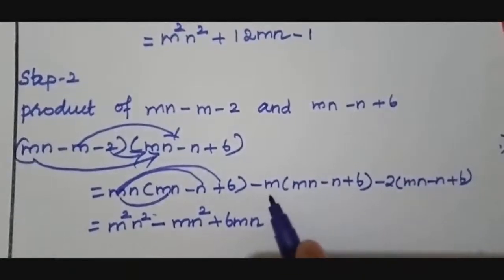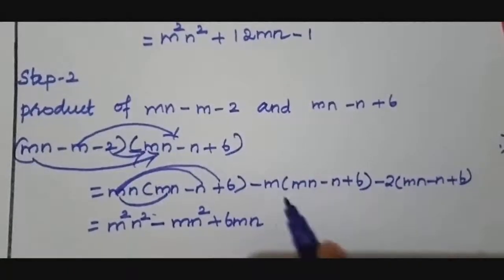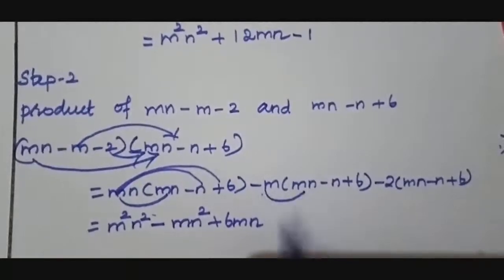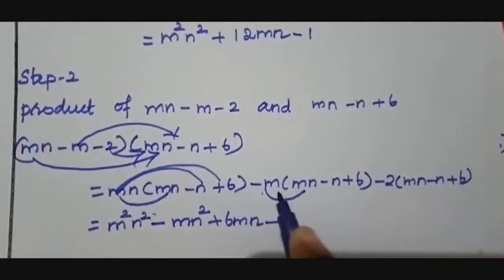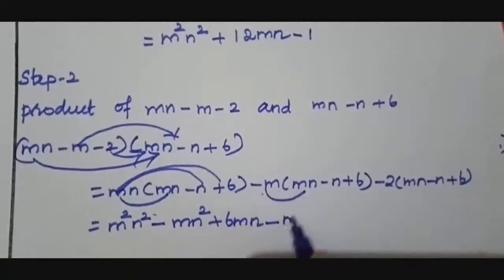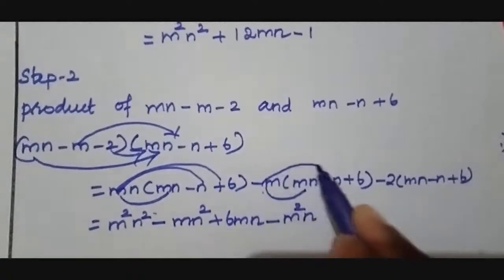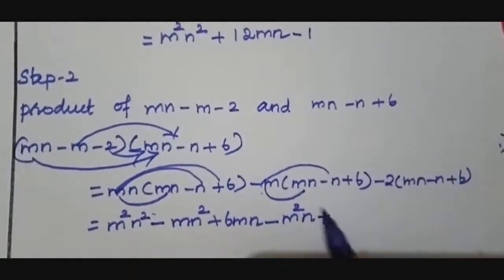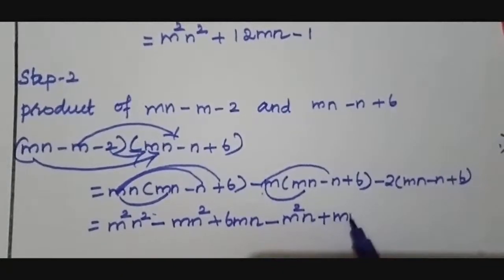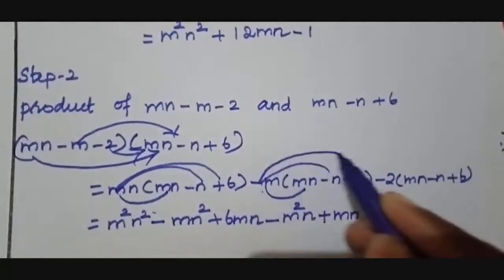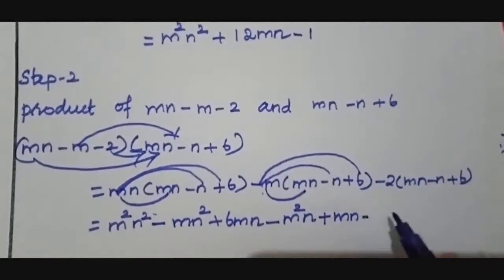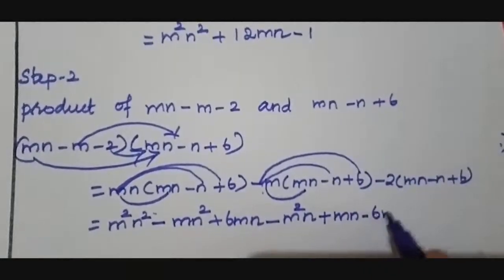Now multiply this minus m with the terms inside the bracket, minus m into plus mn, minus into plus is minus, m into mn is m into m is m square n. Now minus m into minus n, minus into minus is plus, m into n is mn, minus m into plus 6, minus into plus is minus, m into 6 is 6m.